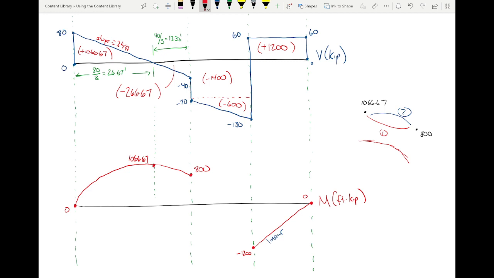Now, let's see, I'll use my same diagram over here. Now let's see if we're following along. So this final region, we go from 800 to negative 1200. Are we following option 1 or are we following option 2? How many say 1? How many say 2?